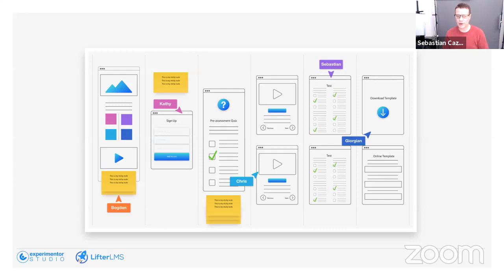We are using a tool called Mural. It's a cloud tool. Basically, it's a digital whiteboard, nothing fancy, nothing difficult to use. And this is what you'll get at the end of the second day of the design sprint.